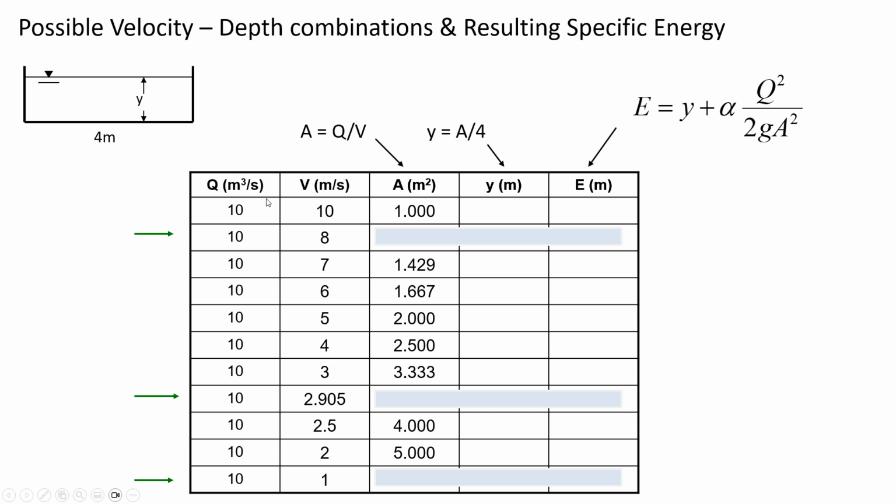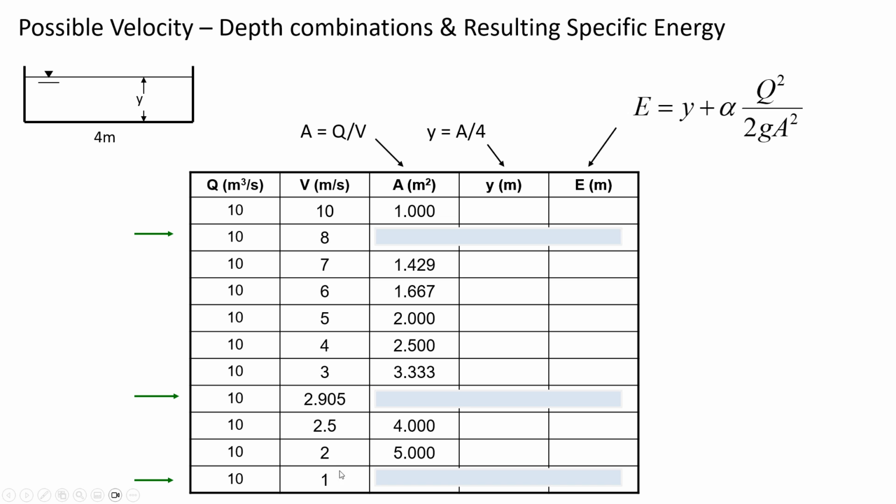So for example, if we're going to get 10 cubic meters per second and the flow velocity is 10, then that means the cross-sectional area would just be 1 square meter. So this is the fast-moving flow, which would be associated with the really steep channel.